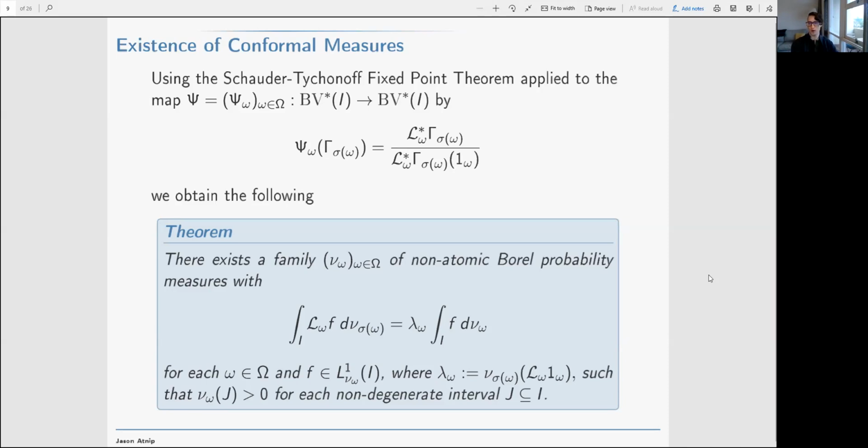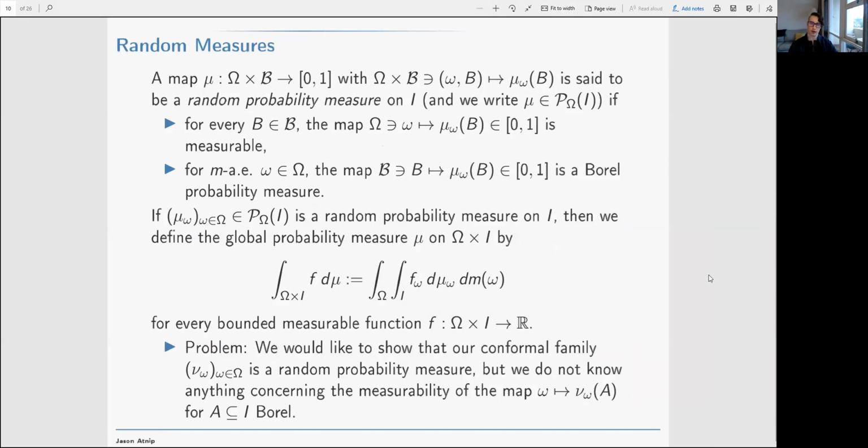Now, we would like to say that these things are random measures. Okay, and eventually we will be able to say that, but right now we can't. So first, what is a random measure? A random measure is a family of measures mu omega on I, which satisfy this measurability property that for each Borel subset of the interval I, the map omega maps to mu omega of B is measurable. And the second property is that for almost every omega, our measure mu omega is a Borel probability measure.